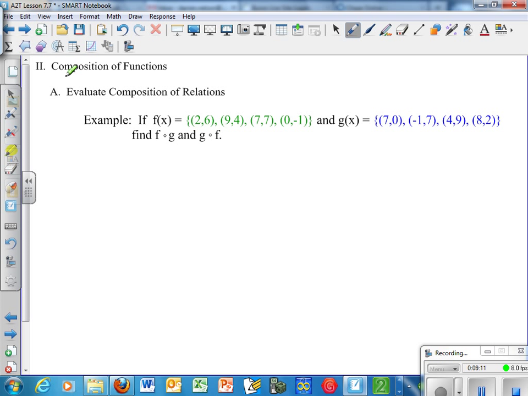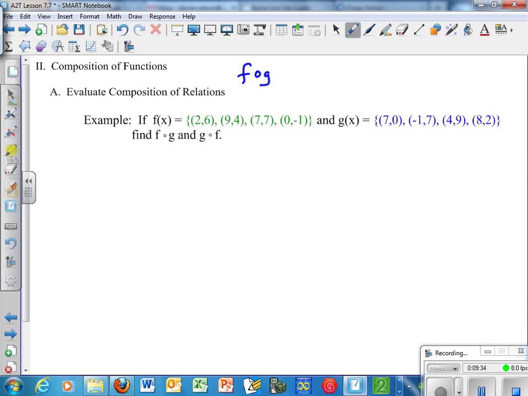Basically, composition of functions is going to look something like this. First one we're going to do is evaluate when it's a relation, and then we'll get into where they're actually algebraic expressions. A composition of functions is going to look something like this. They're going to give you two functions, and they're going to do something like this: f, and it looks like a little open circle in the middle.